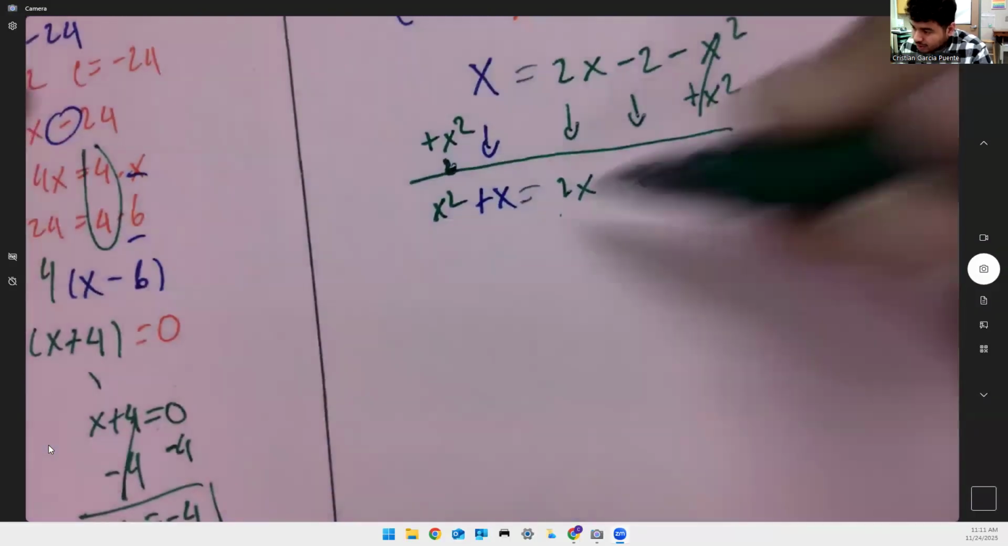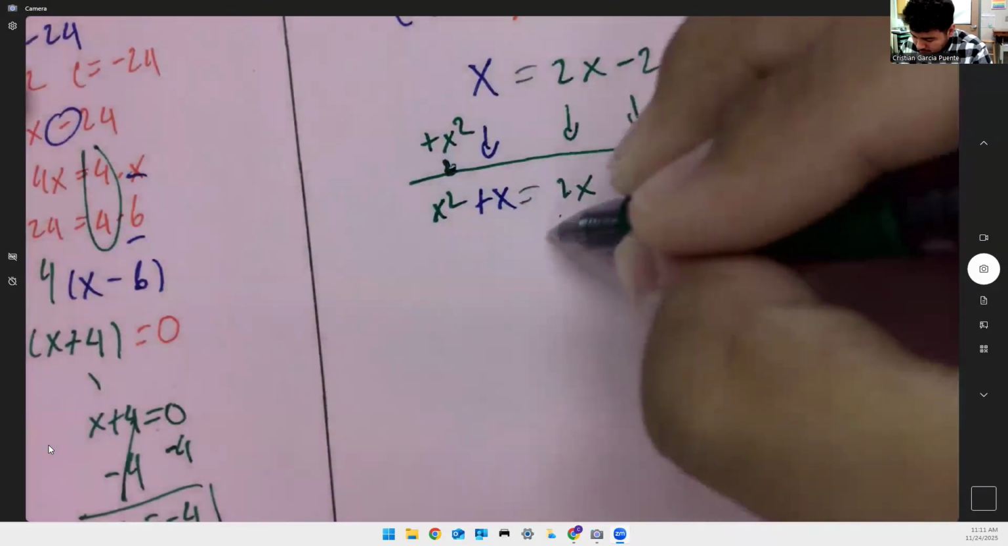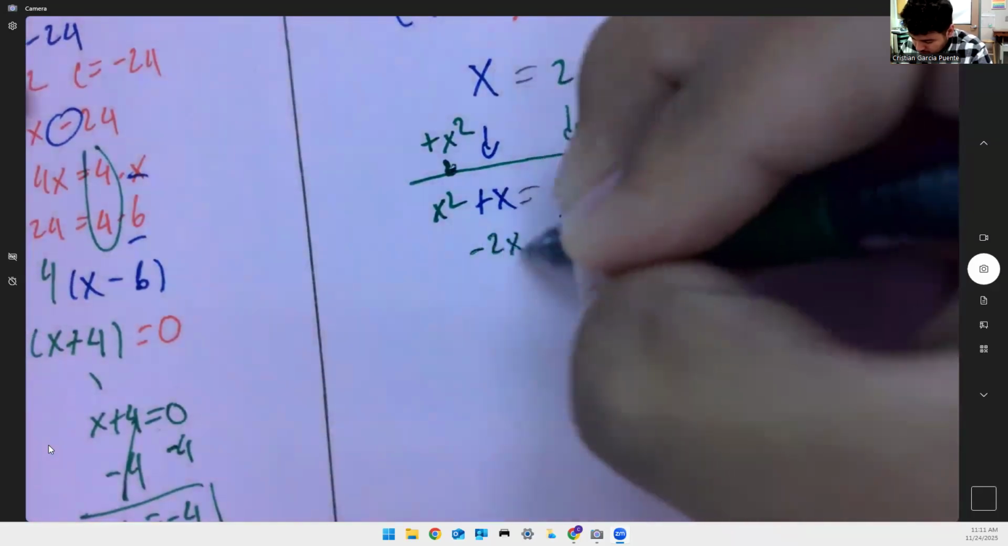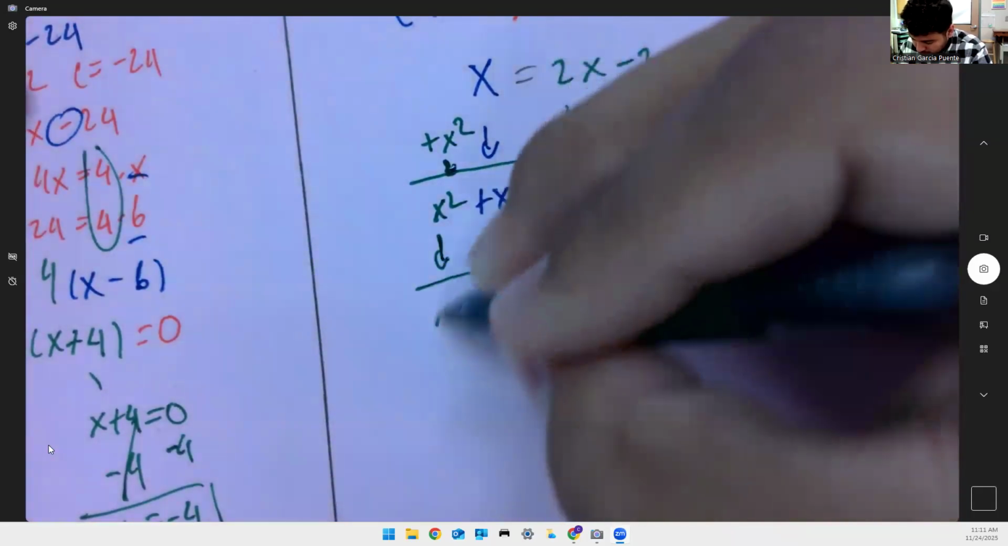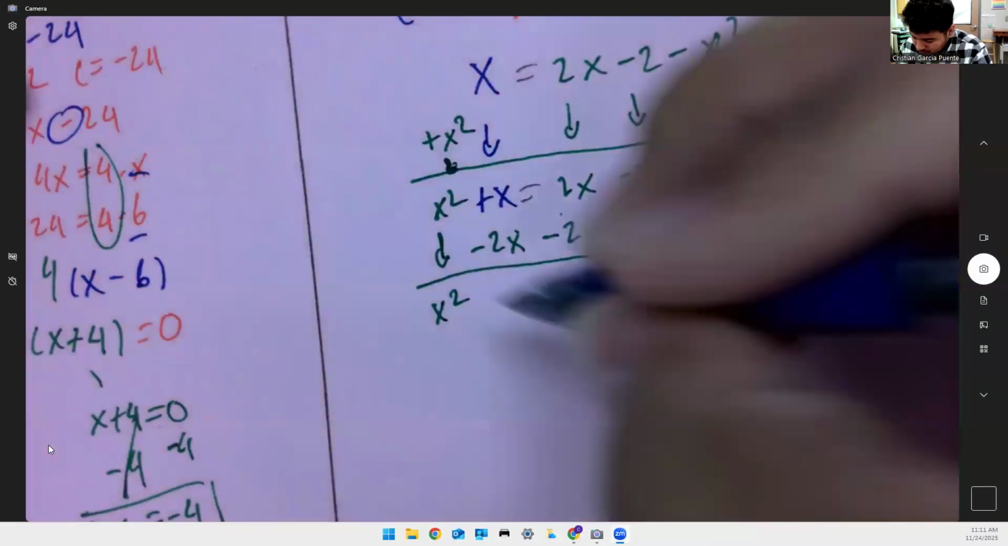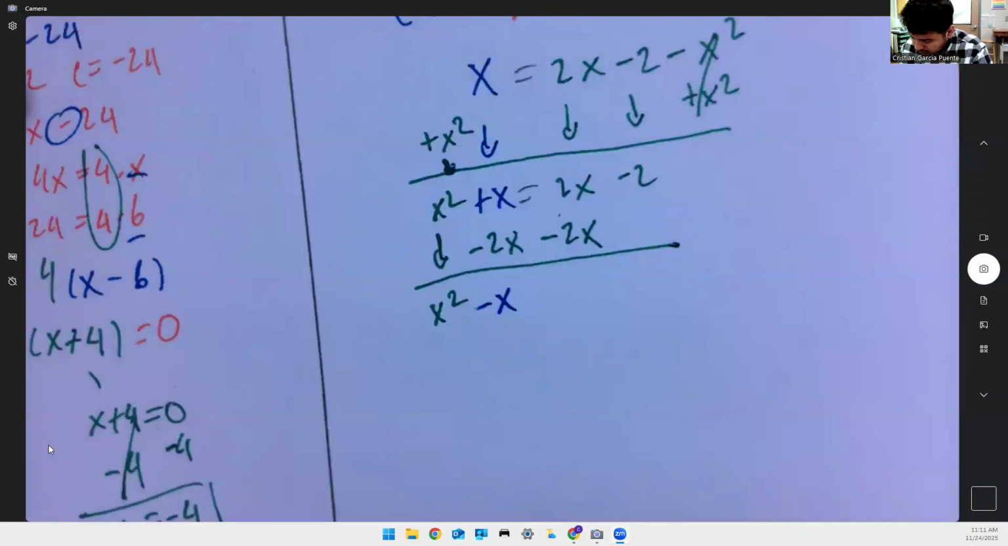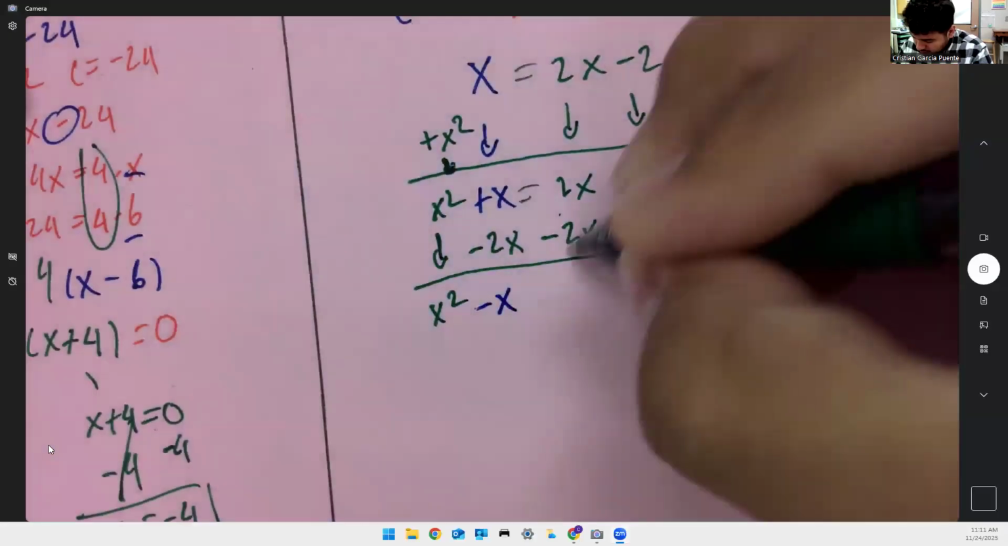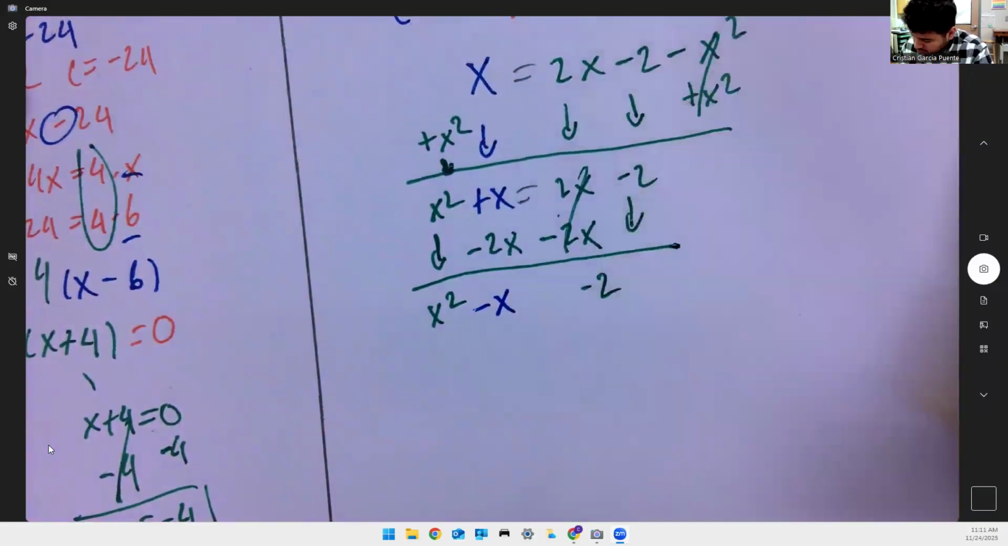Now, how do I get rid of this positive 2x? You subtract 2x. So the x squared is going to drop. Positive x minus 2x is just negative x. And then this is going to cancel. The negative 2 is going to drop.